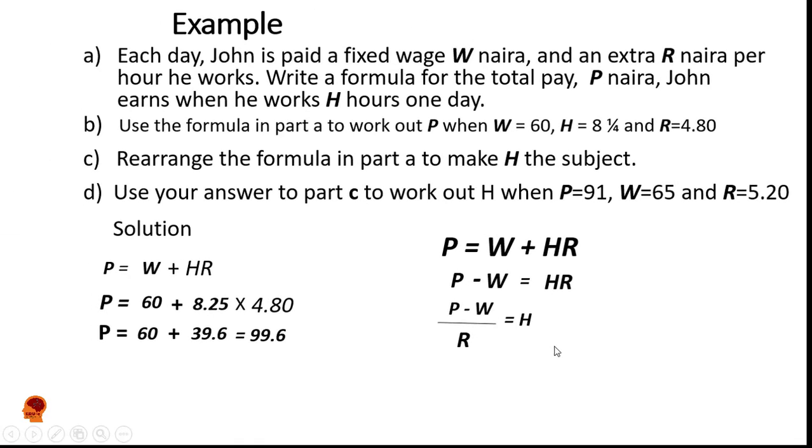Okay, so now D says we should use your answer to part C to work out H when you have these values. Okay, so we're going to write the formula now, which is H equals P minus W all over R. So we're going to fix the values into the formula, and then we're going to have H equals 91 minus 65 all over 5.20, and then we are going to have 5 hours.